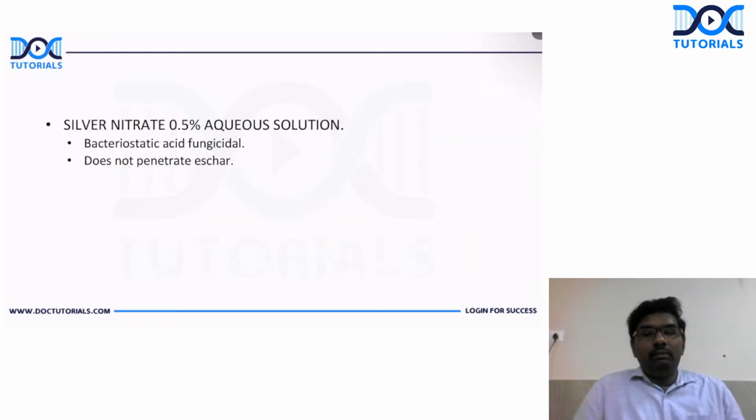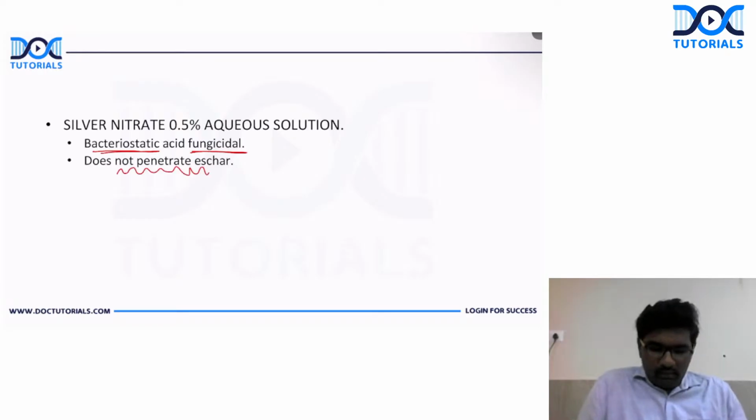Next is silver nitrate, that is 0.5% silver nitrate, in aqueous form. The advantage of silver nitrate is that, more than a bacteriostatic, it has a fungicidal property also, and it does not penetrate the eschar. So this is also commonly used for superficial contaminated burns.